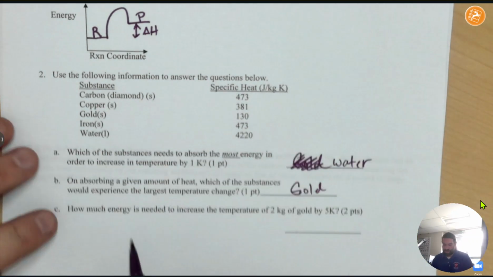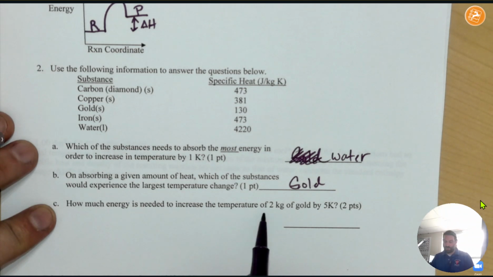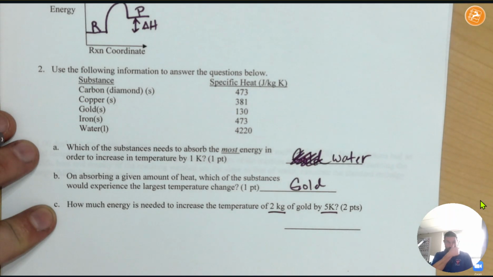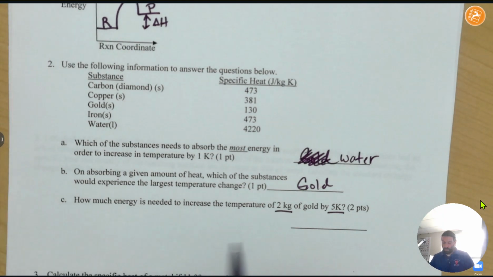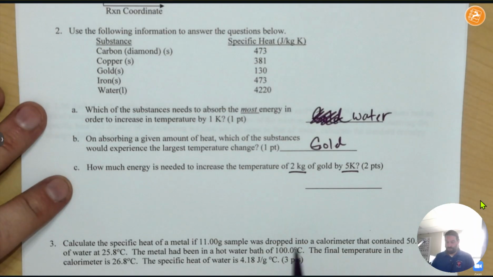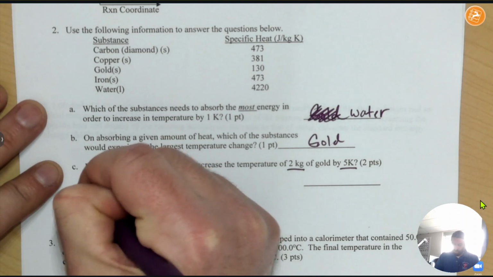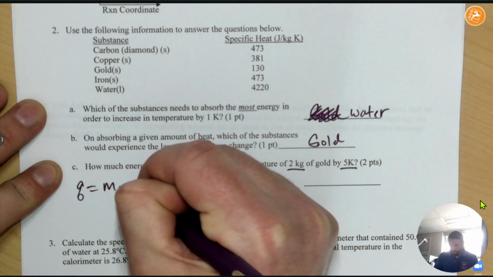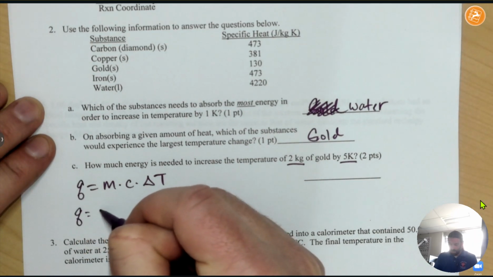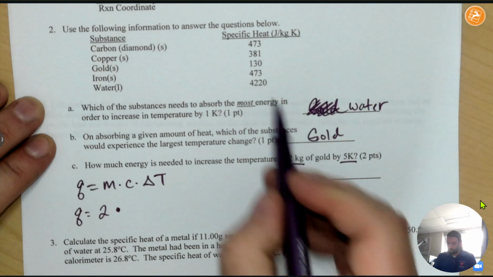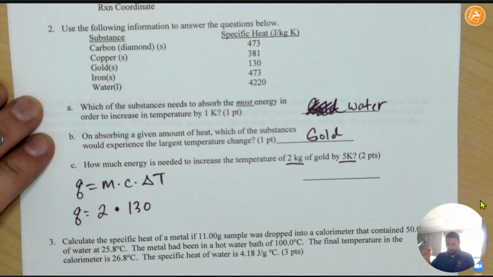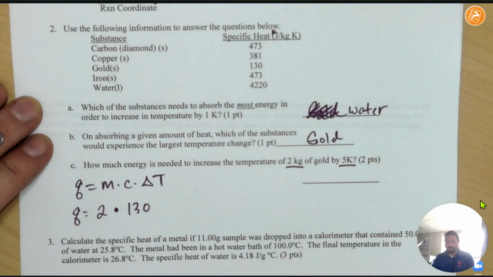All right, so next says, how much energy is needed to increase the temperature of 2 kilograms of gold by 5 Kelvin? So remember, you got to be careful with your units. Because we're using kilograms, the unit will be kilojoules. Okay, so we should know that we're going to use Q equals M times C times delta T. We are told that the mass is 2 kilograms times the specific heat for gold, which is 130 joules per kilogram Kelvin. It's also kilojoules per kilogram Kelvin.